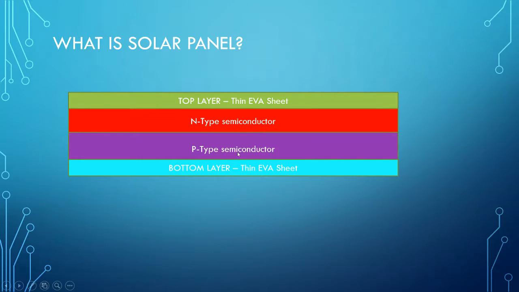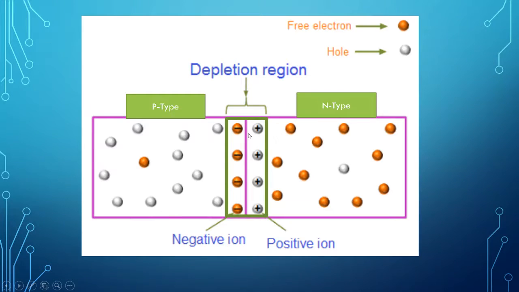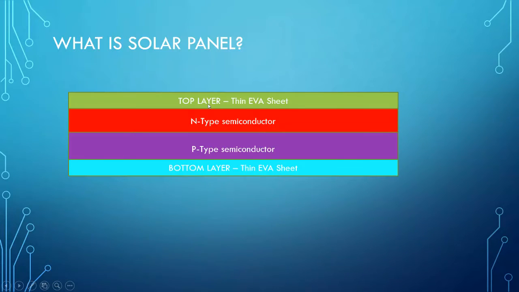So when sunlight is coming from outside, it enters the top layer, and sunlight is transferring through this n-type and p-type semiconductor. So when it is transferring, it has already formed a depletion region, as per the concept on this slide. So we have the depletion region formed between n-type and p-type.